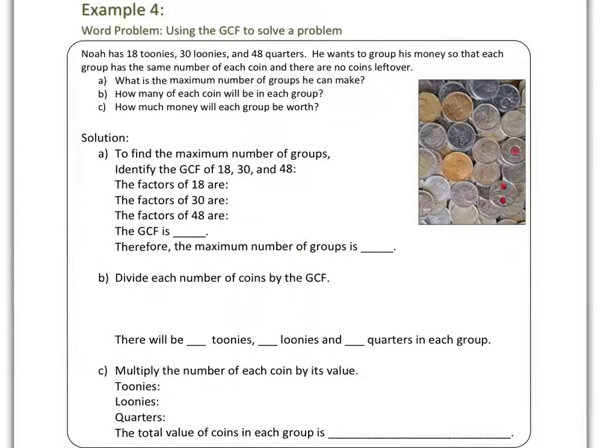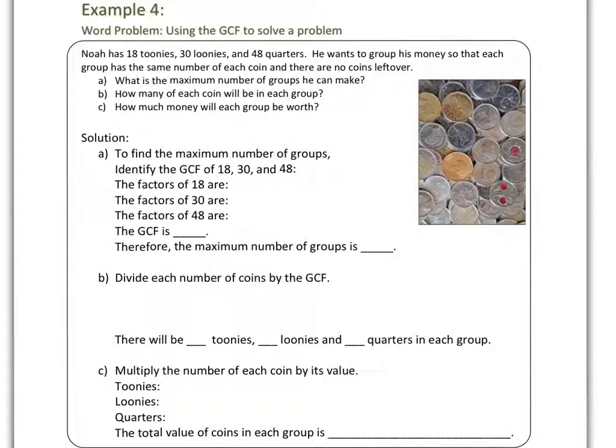Lastly, let's look at the word problem example where you can use the greatest common factor to solve a problem. Noah has 18 toonies, 30 loonies, and 48 quarters. He wants to group his money so that each group has the same number of each coin and there are no coins left over. What is the maximum number of groups he can make? How many of each coin will be in each group? And how much money will each group be worth?